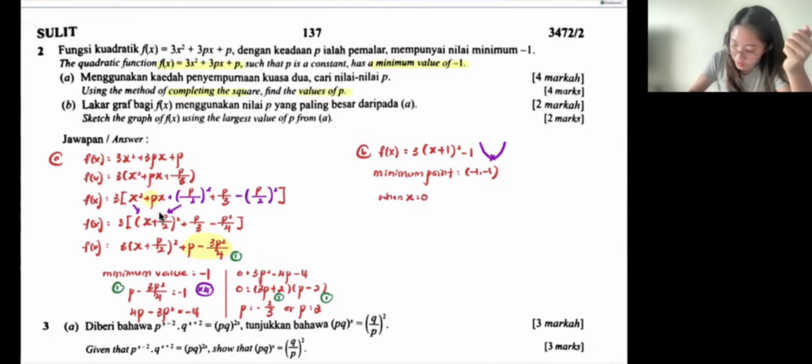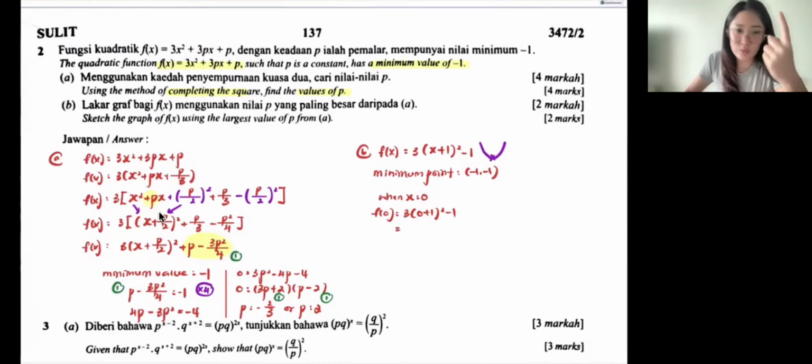When x equals 0, f(0) equals 3 times (0 plus 1) squared minus 1. Be careful, this is not multiplication. 0 plus 1 is 1. 1 squared is still 1. 1 times 3 is 3. 3 minus 1 is 2. So this is 2 here, the y-intercept. Then how about your x-intercept?